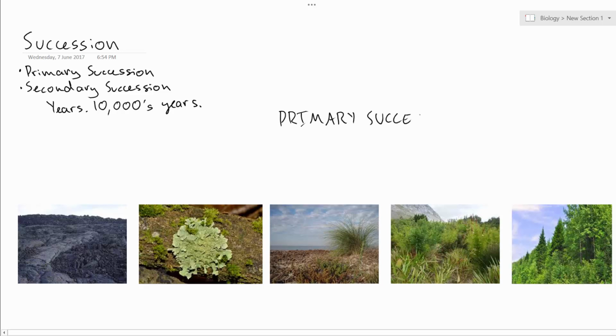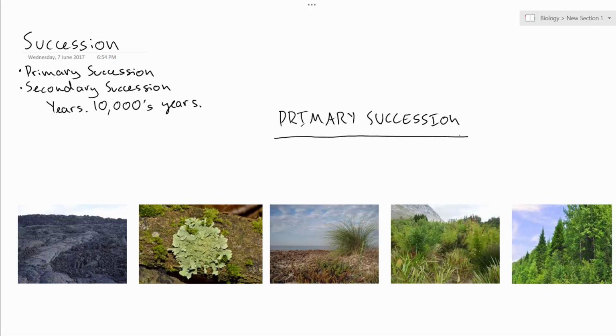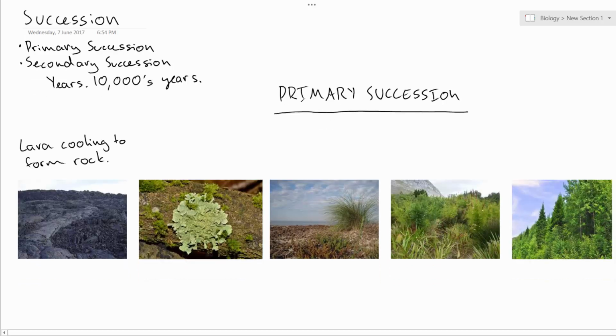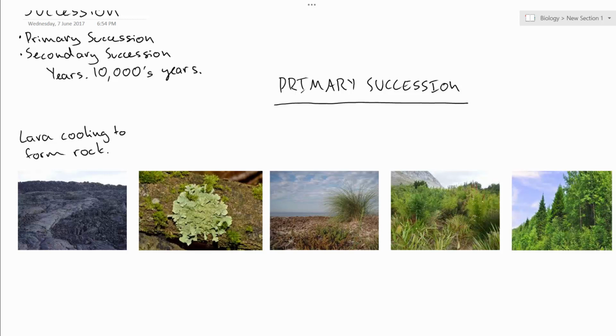Primary succession refers to when we see an ecosystem starting out from the most basic, preliminary form. In primary succession, new land is formed or exposed. This could be something like lava cooling to form rock. So let's imagine we've had some lava pouring out of a volcano. It's been dumped in the ocean and cooled, and now we have this new land mass which has risen out of the ocean, made out of cooled rock.